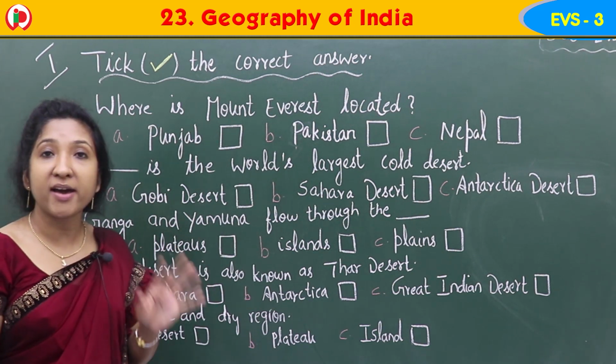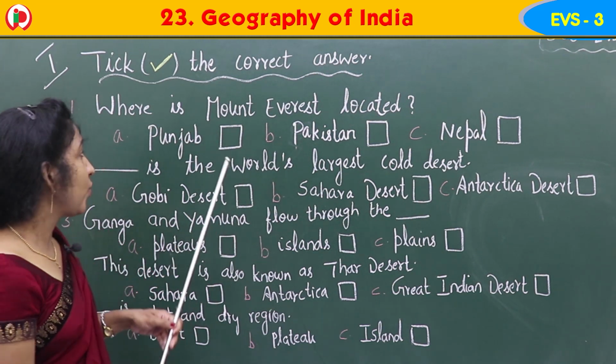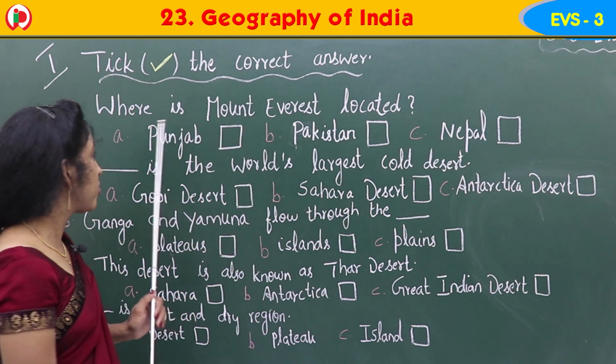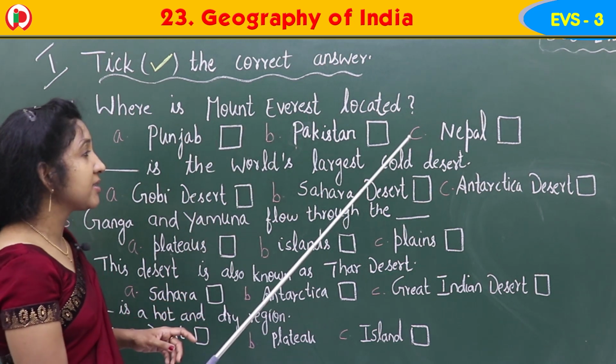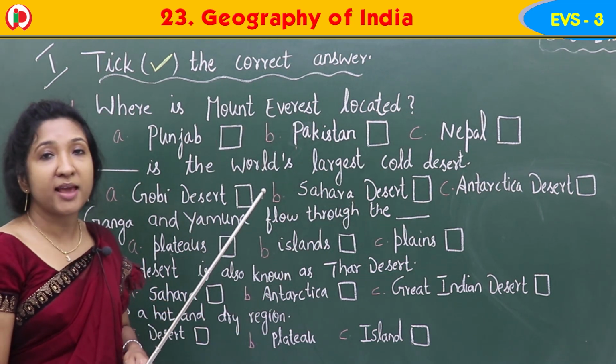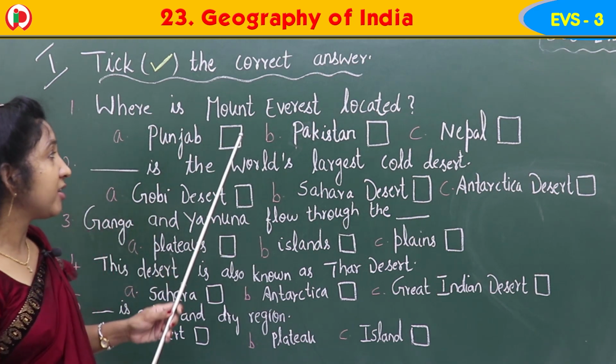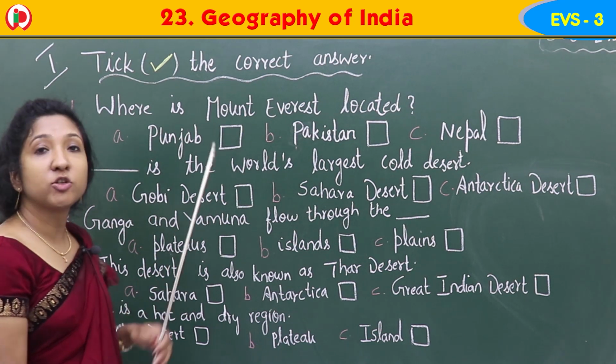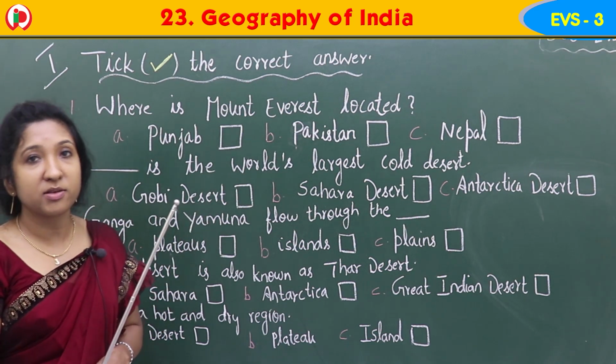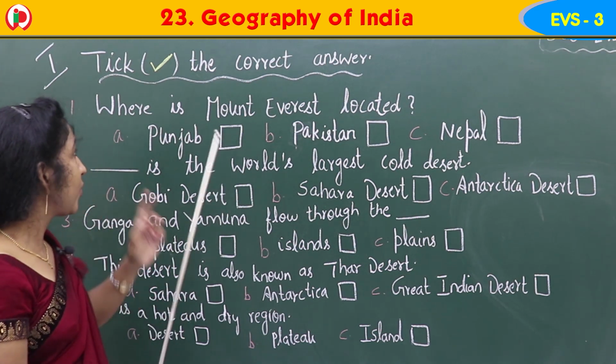So there are total 5 questions given. Each question has 3 options, option A, option B, option C. Read the questions carefully and check the options and which is the correct option. To that option where you have to give a tick in the square box. Okay, so let us see the first question.